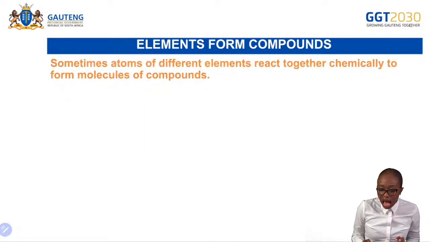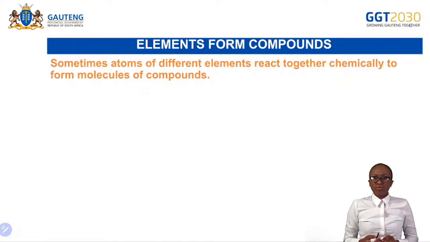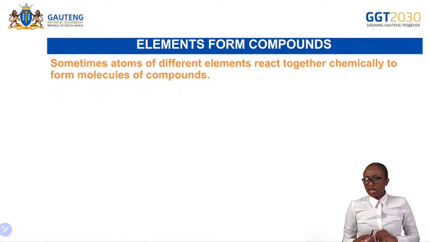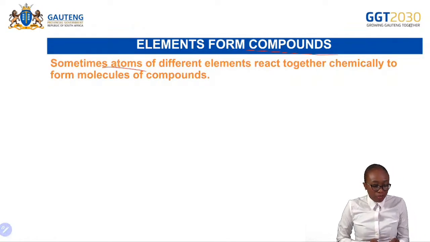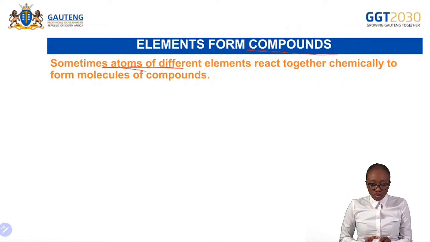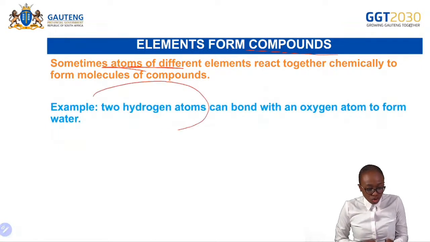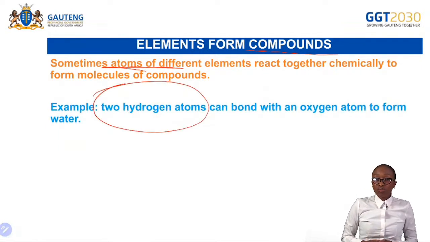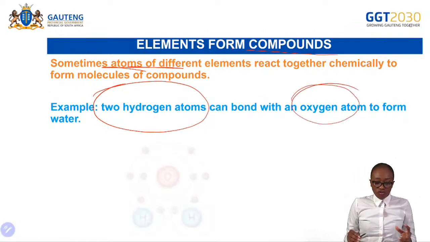Now, elements are able to form what are called compounds. Remember, we said pure substances can either be elements or compounds. Sometimes atoms that belong to different elements react together chemically to form compounds. For example, you can take two hydrogen atoms and they bond with one oxygen atom to form water.